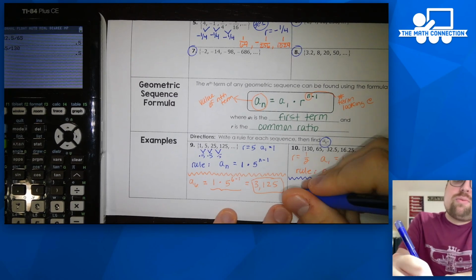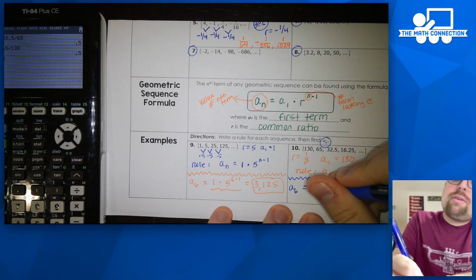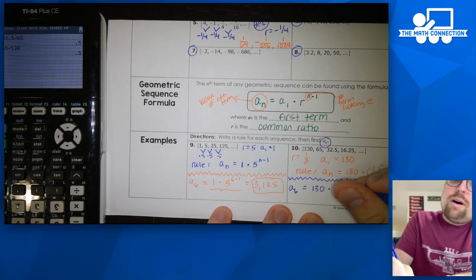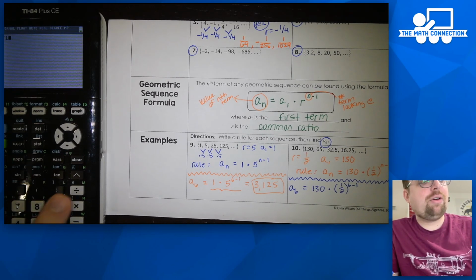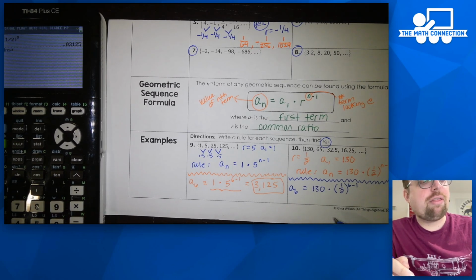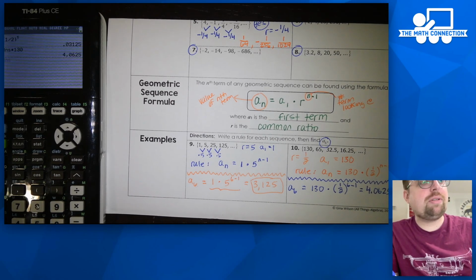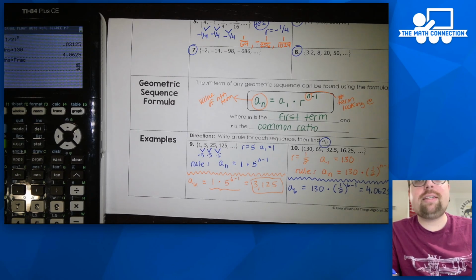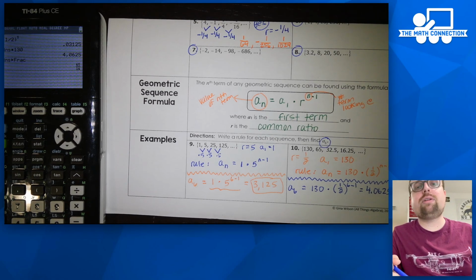So let's go ahead and use this rule. a sub 6, or the value of the sixth term, is going to be 130 times 1/2 to the power of 6 minus 1, or the fifth power. So all you really need at this point is a calculator. You need to take the value of 1/2 and raise it to the power of 5, and then multiply that by 130. So the answer here is 4.0625. I'm sure there's a nice fraction representation of that. It's 65/16. I'm honestly fine with the decimal as long as you're doing the rest of this right, then this is really inconsequential to me.